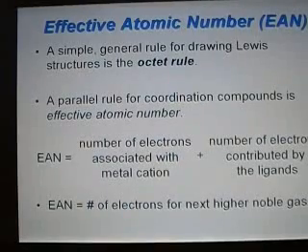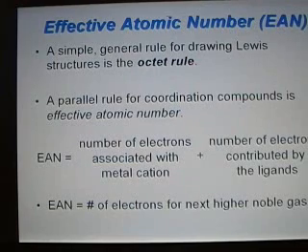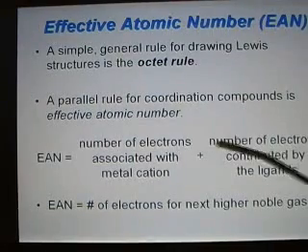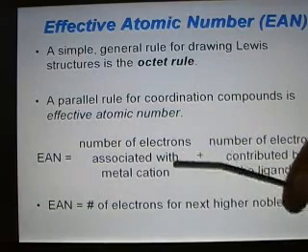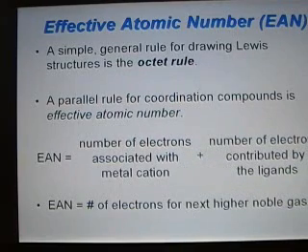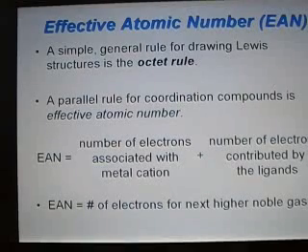Now, in coordination chemistry, there's a parallel rule, very, very similar to the octet rule, called the effective atomic number rule. It's easy to calculate. You take the number of electrons associated with the metal cation, and add to that the number of electrons contributed by the ligands. You add them together, and if the effective atomic number, EAN, is equal to the number of electrons for the next higher noble gas, then it's probably a stable coordination compound.